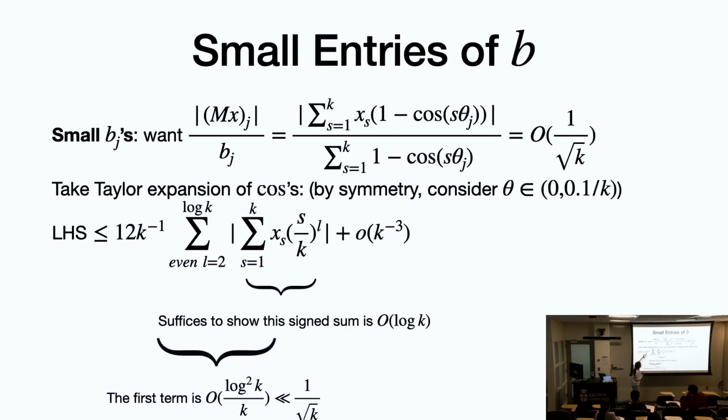And then we have k inverse here. So the first term will be upper bounded by log k squared over k, which is much smaller than 1 over root k. And the second term is little o of k to the power negative 3, which is also much smaller than 1 over root k.